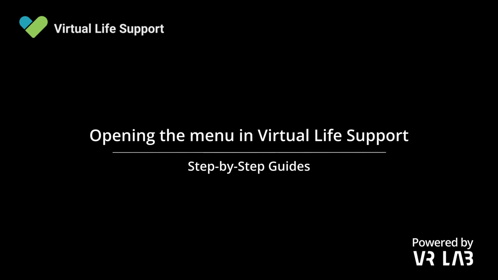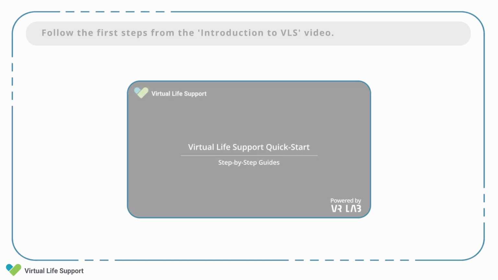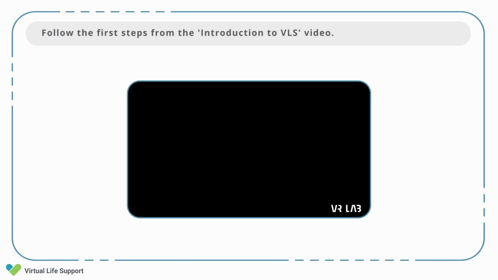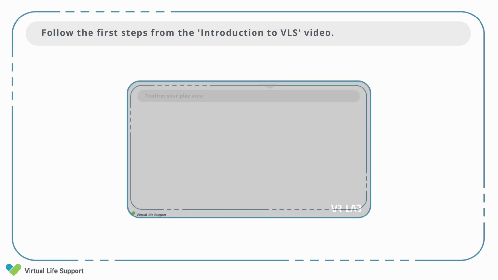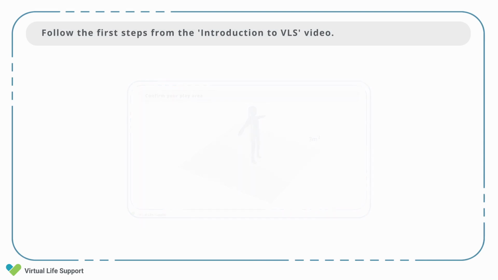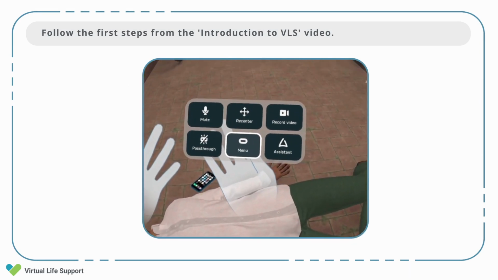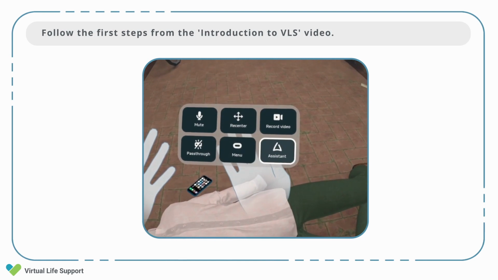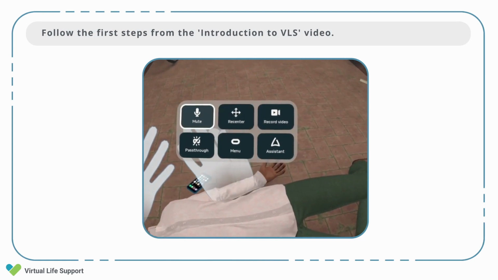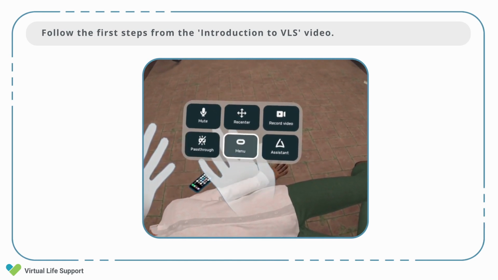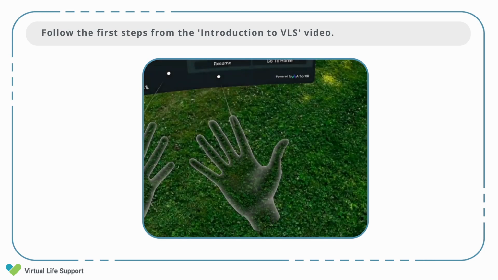In this video, we will be explaining how you can use your menu while using Virtual Life Support and how to access it. This is a follow-up video to the Virtual Life Support introduction video. We recommend that you follow the steps outlined in that video first before following this one. While using Virtual Life Support, you can always go back to the home menu or close the app. In this video, you will be shown how to use the menu and close the application.